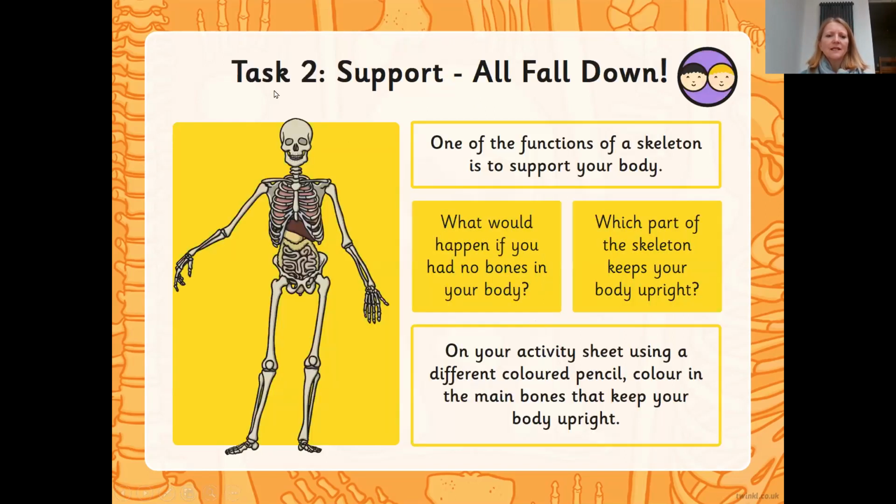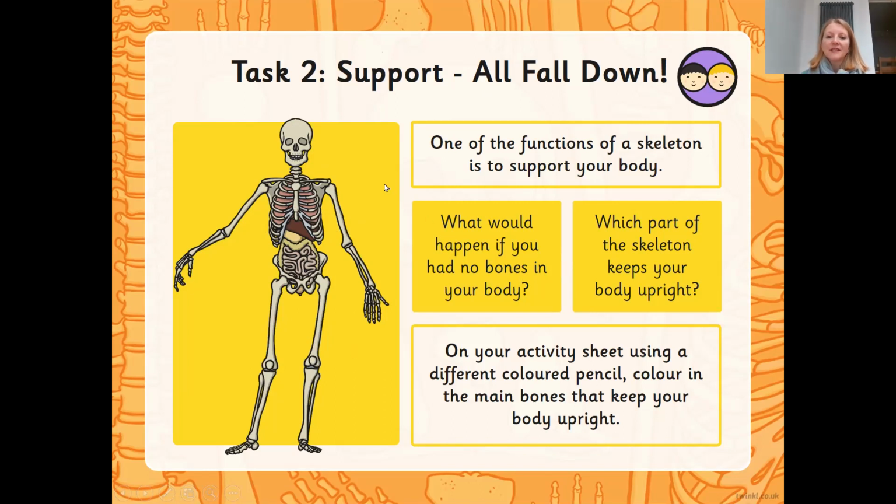Okay, let's have a look at task number 2. The second job your skeleton does is it supports your body. If you didn't have a skeleton, you would just be a blob of jelly on the floor, okay? Your body would have no structure, it would have no shape. And all of the bones of your skeleton give your body shape and structure and support. So it supports every other part of your body.